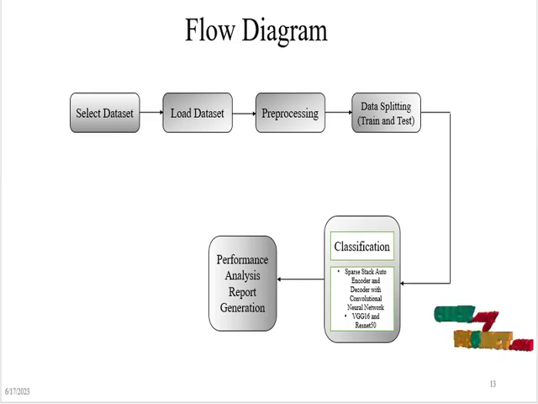And then the third module is data splitting. Here we are going to split our data into training data and a testing set. Training data is to train our model, and the testing data is for prediction purposes. And the next one is classification, that is algorithm implementation. Here we have used sparse stacked autoencoder decoder with convolutional neural network and VGG16 and ResNet50 activation functions. At last we are going to see the performance analysis and the report generation of our process.